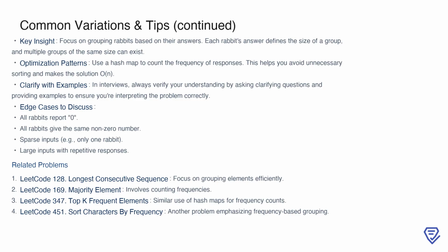When discussing this problem in interviews, it's helpful to clarify your understanding with examples. For instance, you might ask questions like, if all rabbits say 0, does that mean every rabbit is a unique color, or what if all rabbits give the same non-zero number? These clarifications ensure you're interpreting the problem correctly. Be prepared to discuss edge cases, such as when there's only one rabbit or when inputs are large with many repetitive responses. Finally, this problem is conceptually similar to other LeetCode problems like longest consecutive sequence, majority element, and top k frequent elements, which also involve grouping or frequency analysis. Drawing these parallels can help you approach the problem more effectively.